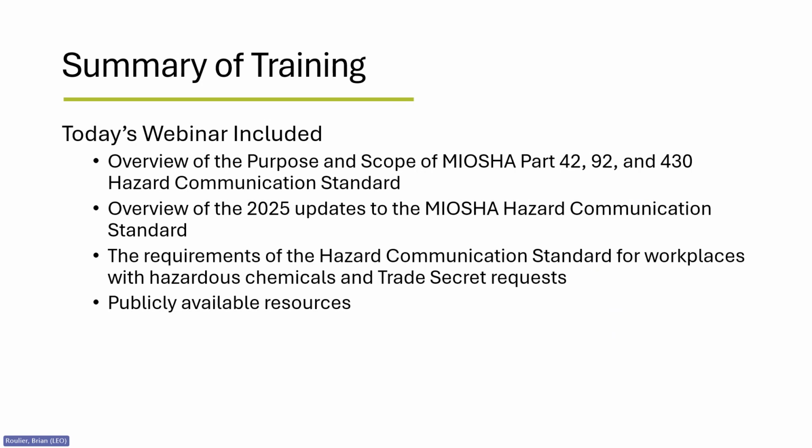Today we have discussed the purpose and scope of MIOSHA's Part 42, 92, and 430 Hazard Communication Standard with an overview of the 2025 updates. We've outlined the required elements of the Written Hazard Communication Program, labeling requirements, and information in the safety data sheets. Lastly, we provided some publicly available resources available through MIOSHA. We will also have a link to our QR code to request CET services and contact information for any remaining questions.